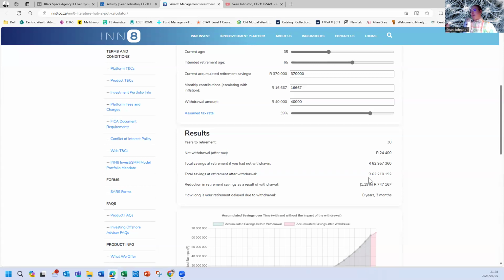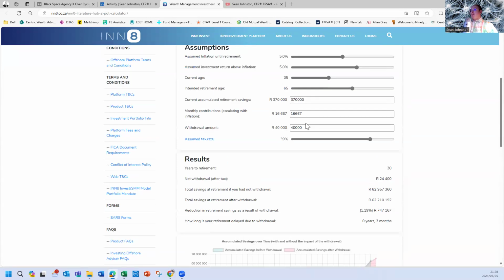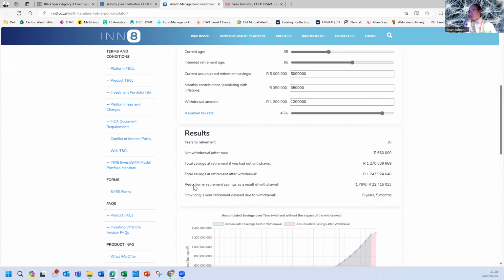Total savings after withdrawal. Okay, so obviously just bear in mind, I have taken out a small amount over here. If I go and throw in a big number here now and say it was 5 million, 1, 2, 3, 4, 5, 6. Okay, I don't know why I assume tax rate would be 50. Contributions. So the contributions was, say, 350,000. We maxed out the amount. Withdrawal amount you've taken out, let's say it's 1.2 million. Then you can see here, reduction in savings is 1.26.